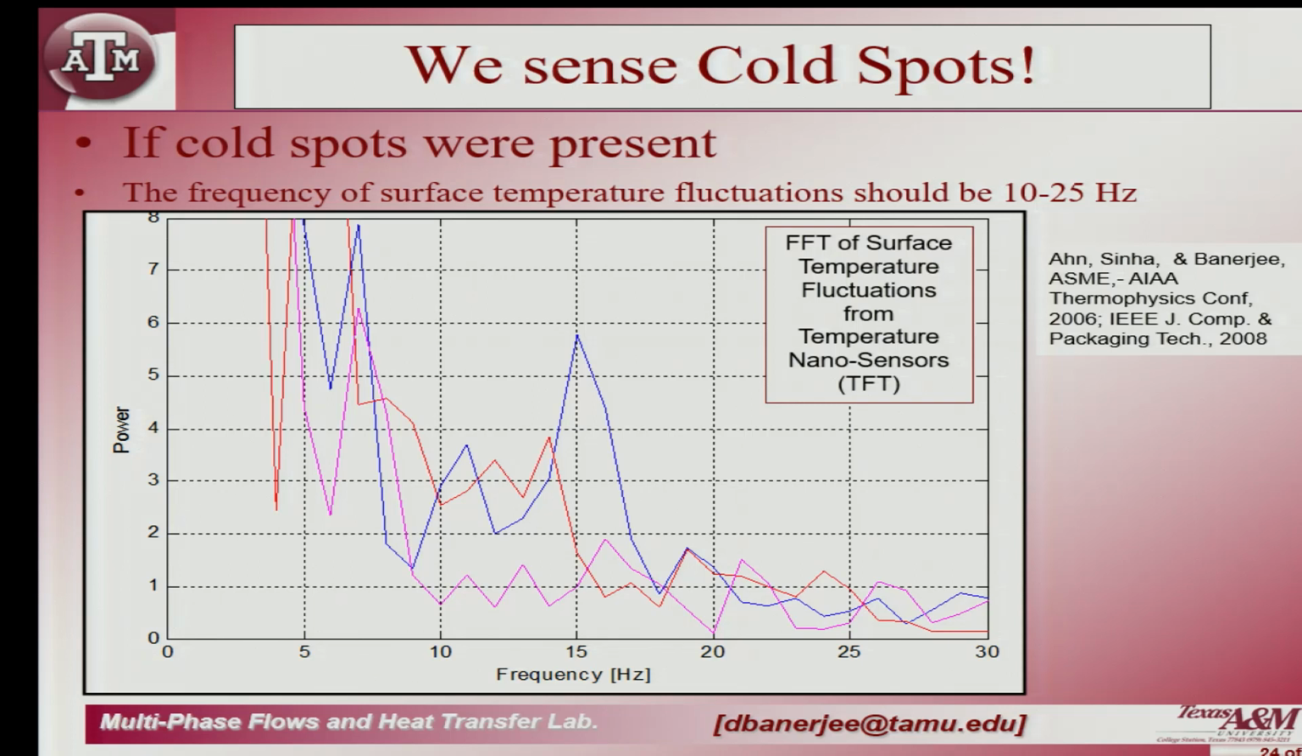Okay, and remember we had the discussion where I said that the primary frequency of oscillation should be somewhere between 10 hertz and 20 hertz, or somewhere between 10 and 25. Guess where the fluctuation is? Right around 15. Okay, so we can sense cold spots using these nano thermocouples. Nobody has been able to do this before. Okay, so nano thermocouples give you the opportunity to do it.